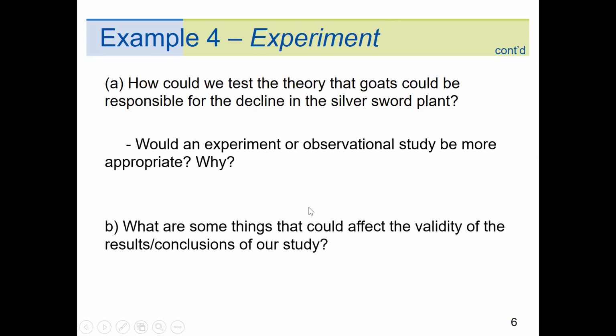What are some things that could affect the validity or the results of our study? Well, what are some things that could impact what we had? Maybe how many silver plants were available originally. There could be some things about weather or other outside factors that could have also affected our validity.